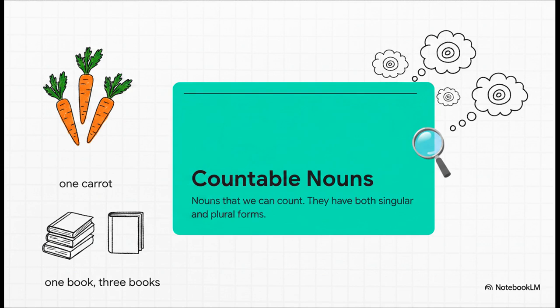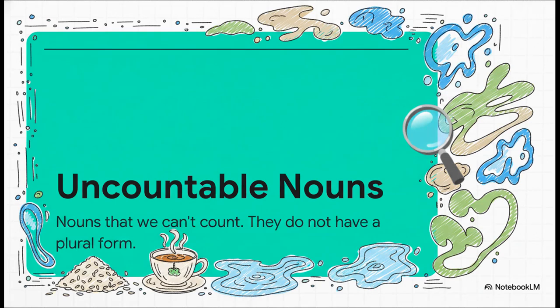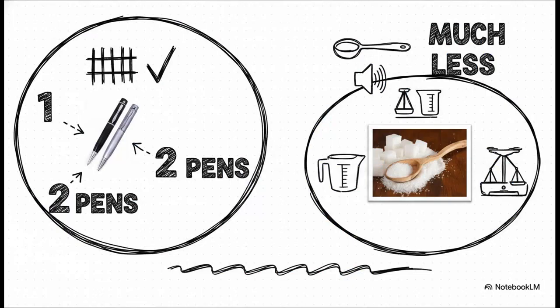Pretty straightforward, right? And on the flip side, we have uncountable nouns. These are things you just can't count individually. You know, think about stuff like rice, or tea, or water. You'd never say 1 water, 2 waters. It just sounds wrong. These nouns don't really have a plural form. They just exist as a whole concept. And this shows the difference perfectly.